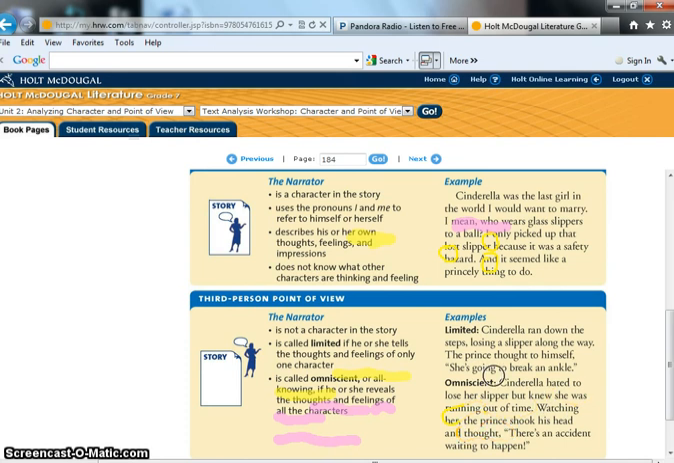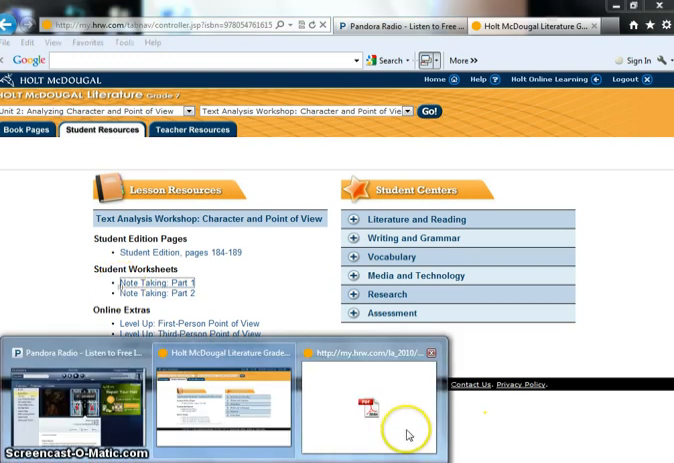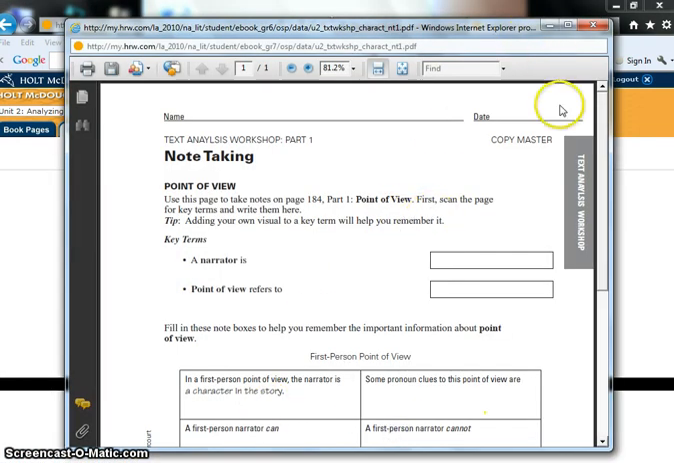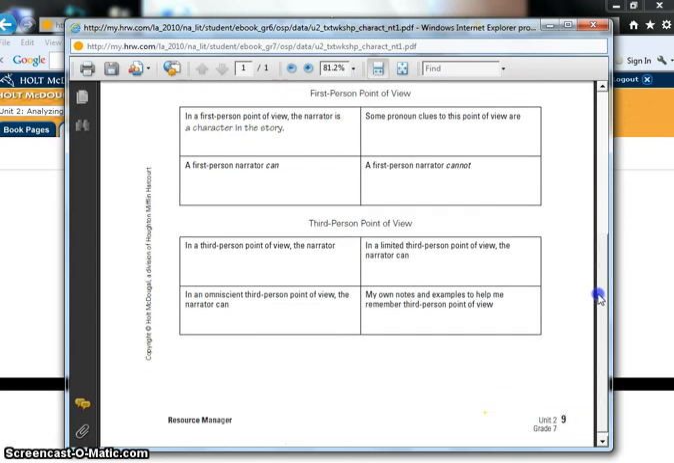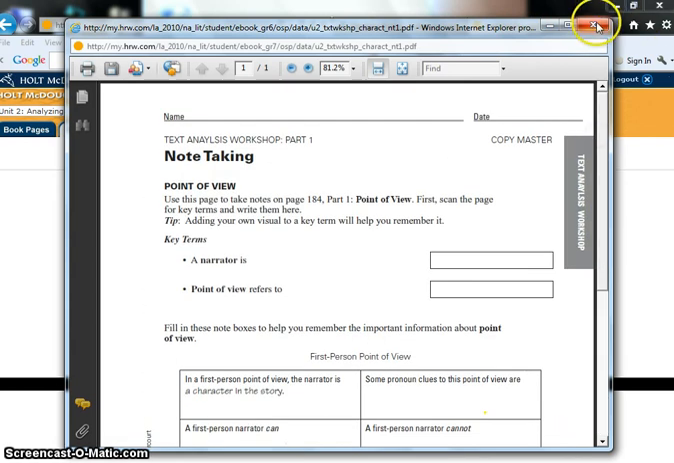We're going to pause here, and I would like for you to complete the note-taking page that goes along with this page. If you don't know where your page is, the paper that you were given in reading class, you can click on Student Resources, and then click on Student Worksheets. It's Note-Taking Part 1, and it's going to open up in a PDF file, and you can just print this off and fill it in. So go ahead and fill this in, and then we'll go over the answers together in another video.